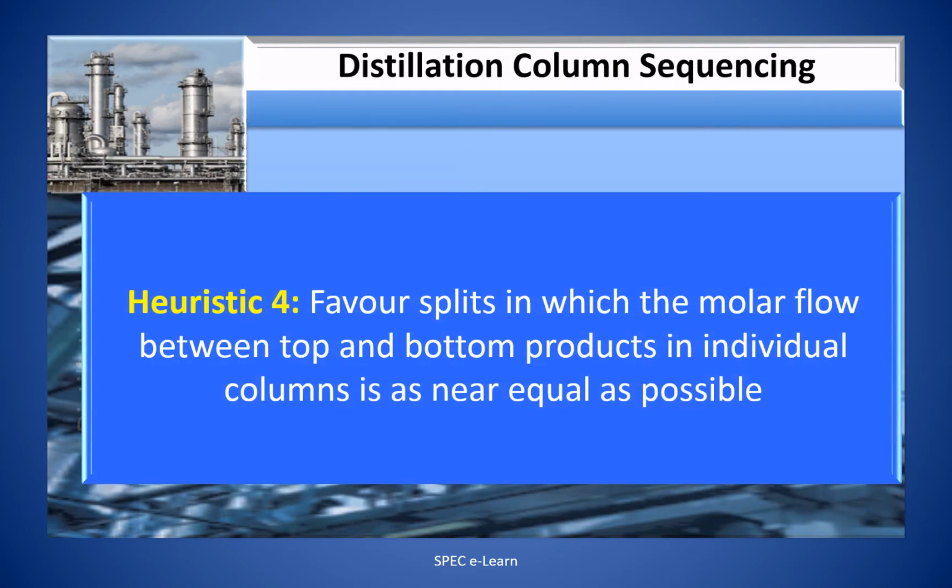Heuristic 4. Favor splits in which the molar flow between top and bottom products in individual columns is as nearly equal as possible.